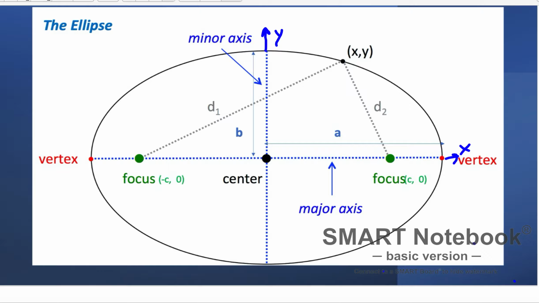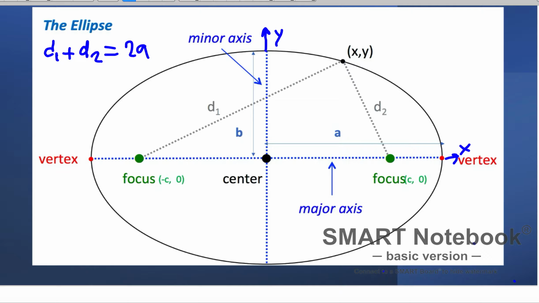Try from this figure to find out the standard form of the ellipse. So the standard form of the ellipse, if we are looking at this distance, d1 plus d2 is equal to 2a. The a means the distance in the major axis from this position here to this position. Let me write this formula here: d1 plus d2 is equal to 2a.